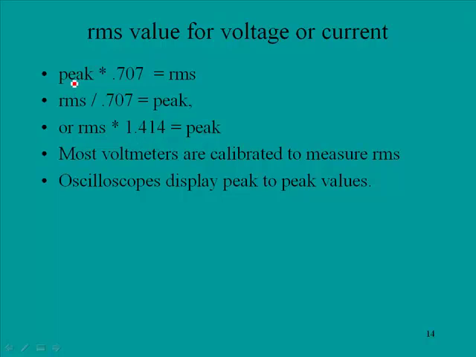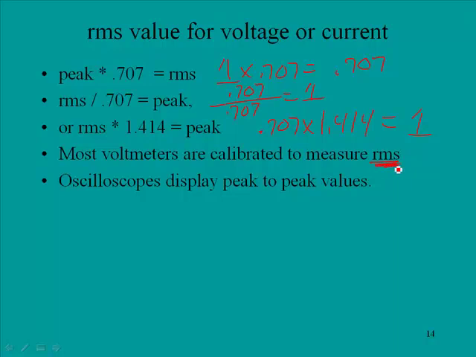And so with this, we already did this one, we started out with 1 volt times 0.707, and obviously we got 0.707 volts. Then we could take the RMS value, which is 0.707 in this case, divided by 0.707, and that would equal the peak. So 0.707 divided by 0.707, that's 1 volt, which was our original peak value. Or we could take RMS times 1.414, and if we took 0.707 times 1.414, we would get 1 volt.